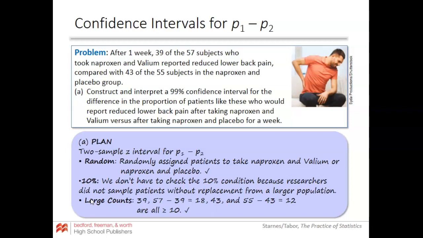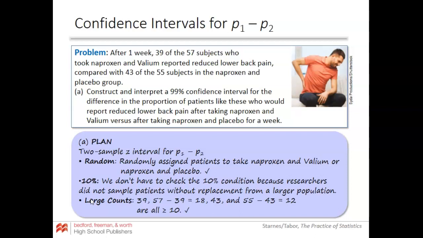Now, there's two differences when we're talking about experiments. The first one, in the conditions, is that when you are looking for the random condition, you need to identify that these patients were randomly assigned. Okay, so this is not a random sample. This is random assignment. So that is a condition we check. Now, in an experiment like this, because you're not randomly sampling from a population, you do not need to check the 10% condition. That is not necessary because we are not sampling from a large population.